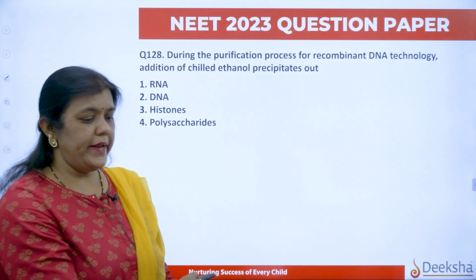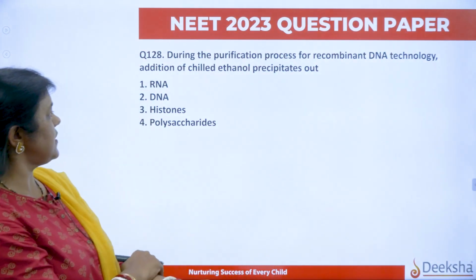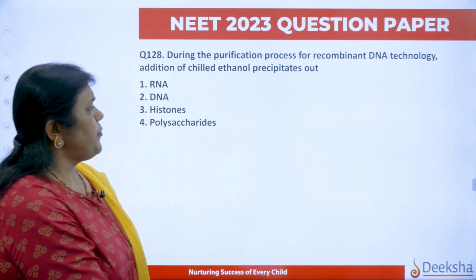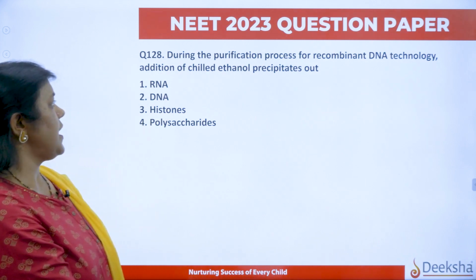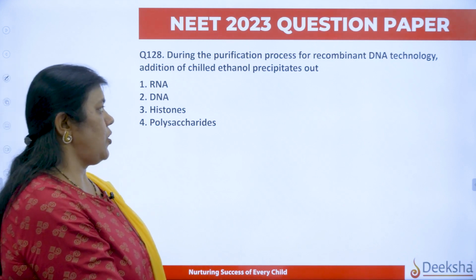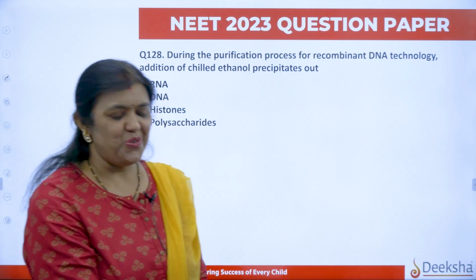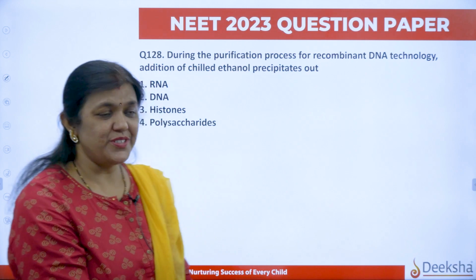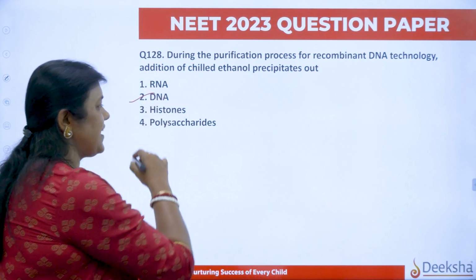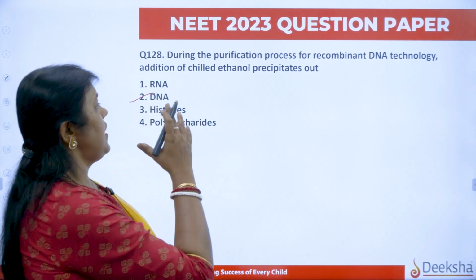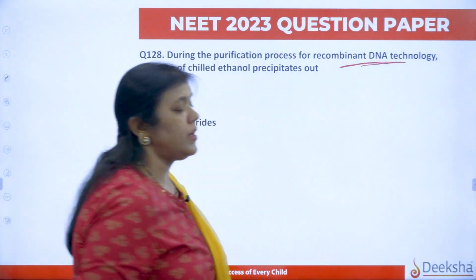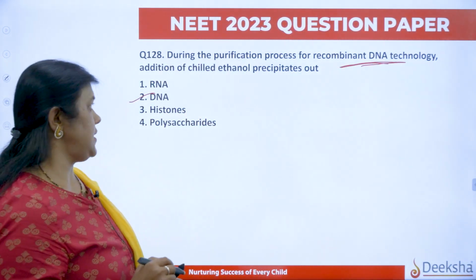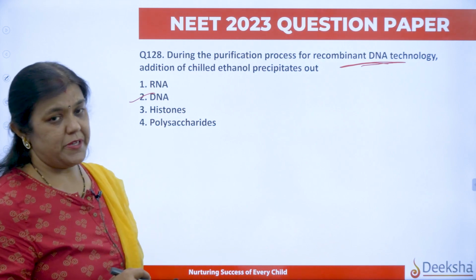Question number 128. Okay, small question. During the purification process for recombinant DNA technology, addition of chilled ethanol precipitates out. Oh my God, again, this is a very easy question. It precipitates out DNA. Yes, we are talking about the DNA technology. The clue over here is that we are talking about recombinant DNA technology. And what is it precipitating out?